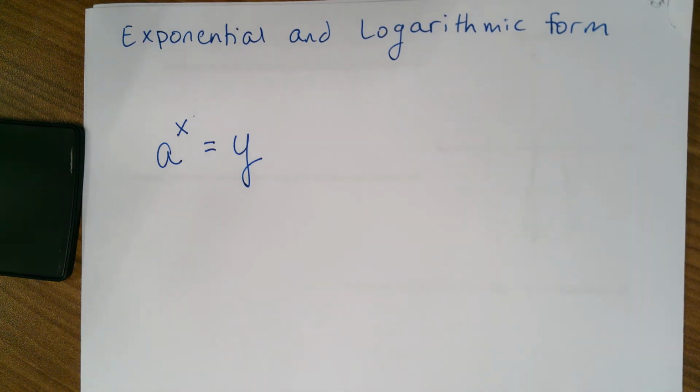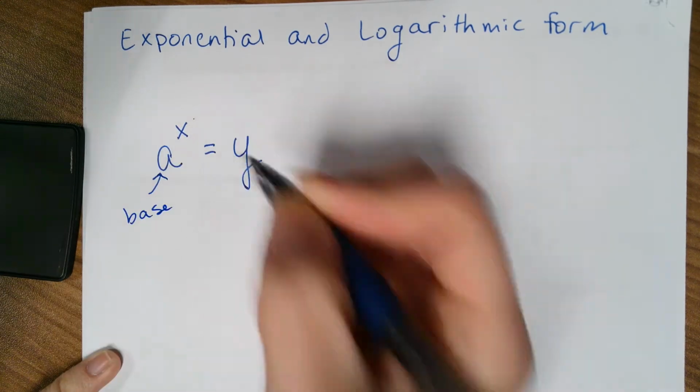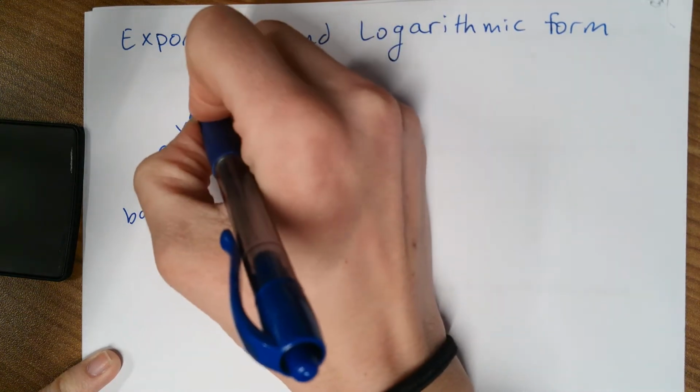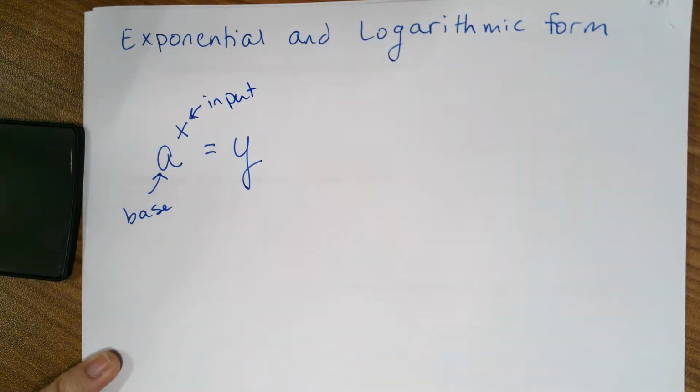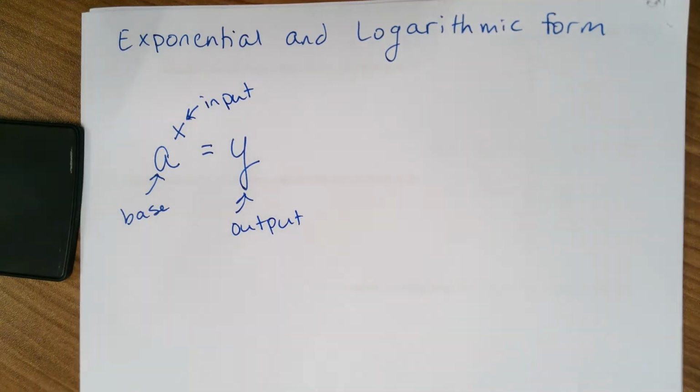Okay, here we have an equation written in exponential form. Notice that A is our base. The exponent, which I have just as x, is the input. And y is my output. Now we can use the fact that the exponential and the logarithmic functions are inverses of each other to get the logarithmic form and then be able to switch back and forth, which is helpful when we're trying to solve and evaluate the logarithms.